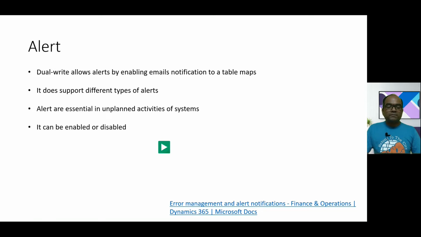Think about a scenario where one of the apps is unavailable for some known or unknown reason. Based on your setup, dual write will send the automatic email, and it will also allow you to pause or stop the map. After you fix the issue and everything is running, then you can change the status from paused to resume the map again. And this setup of the alert has to be done by the admin user.